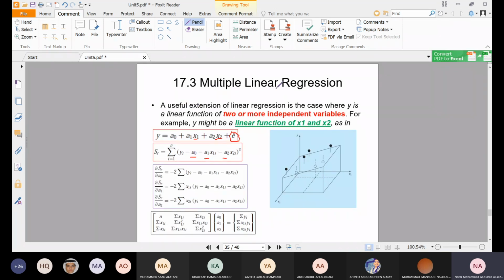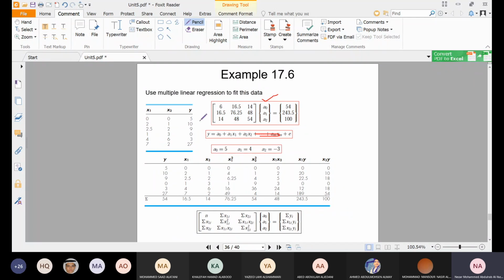After that, we studied also multiple variables, where instead of only one independent x, we have two or more independent variables: x1, x2, x3. Okay. So in this case, again, we take the partial derivative with respect to each coefficient that we have, a0, a1, and a2. And then we minimize this and equate it to 0. We'll get these equations. So please, shabab, during the exam, make the tables clear.